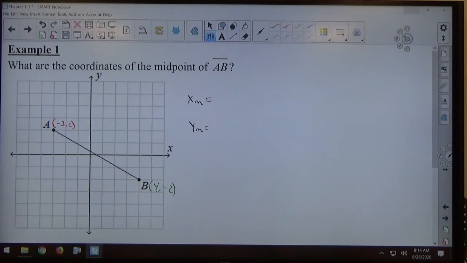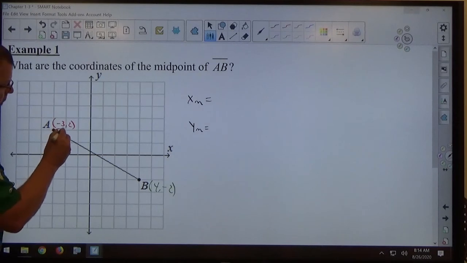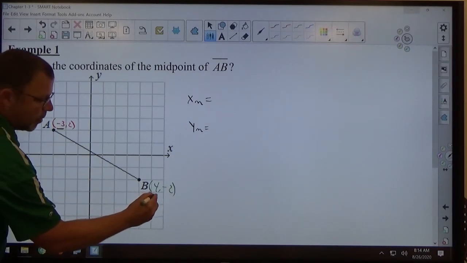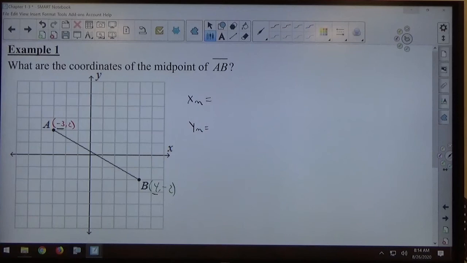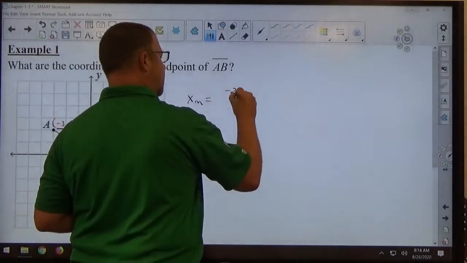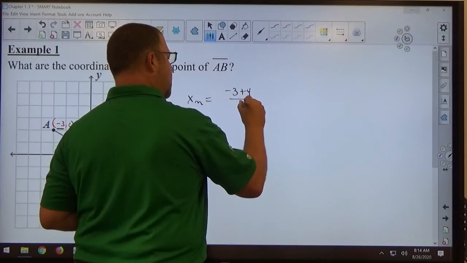The number. Okay, so if I'm trying to find halfway between 4 and 6, let's say, what would I do to 4 and 6 before I divide by 2? Add them up, right? So I'm adding them up, dividing by 2, also known as finding the average, right? So if I'm trying to find the x-coordinate of the midpoint, I'm going to look at the x-coordinate of A and the x-coordinate of B. I want to find halfway between those two numbers. So I'm simply going to do negative 3 plus 4 divided by 2.